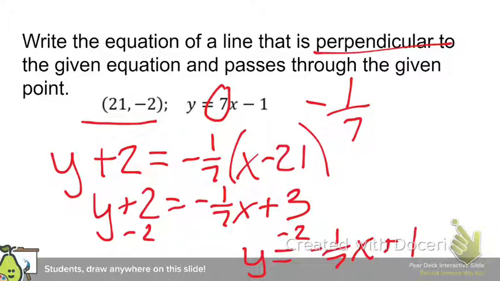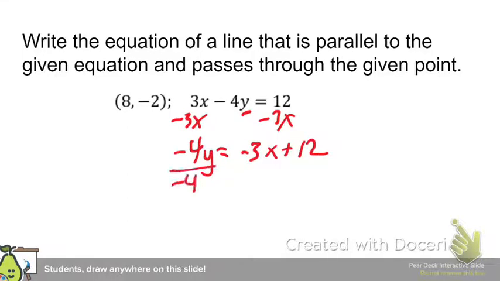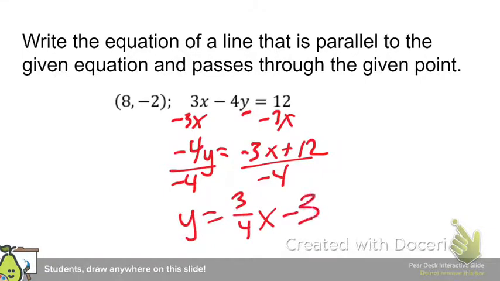If they don't give you the slope, so if it's something like this where it's in standard form and they didn't even give you the slope, you will have to find slope first. To find slope from standard form, solve for y by itself. So we subtract 3x. That leaves us with -4y equals -3x plus 12. Divide everything by negative 4. Negative 3x divided by negative 4 is going to be positive 3/4 x, and 12 divided by negative 4 is going to be negative 3. Now I know that the slope is 3/4.